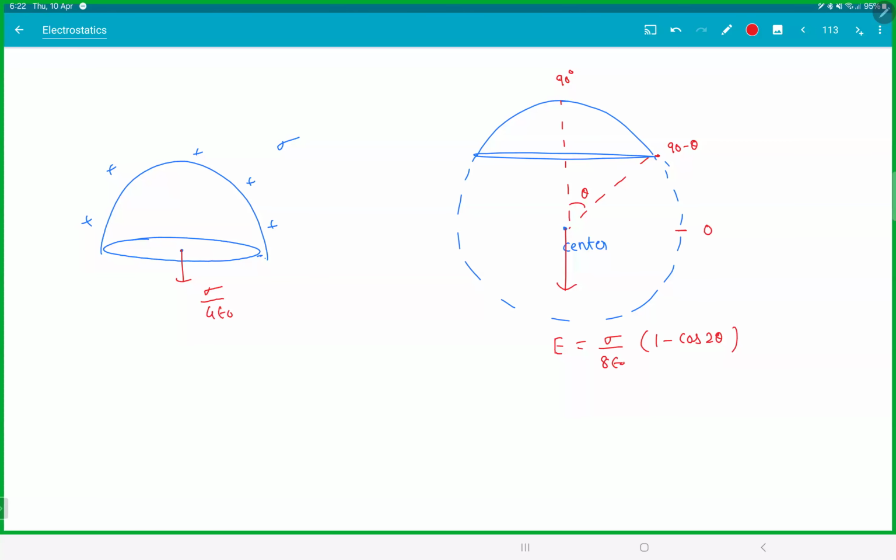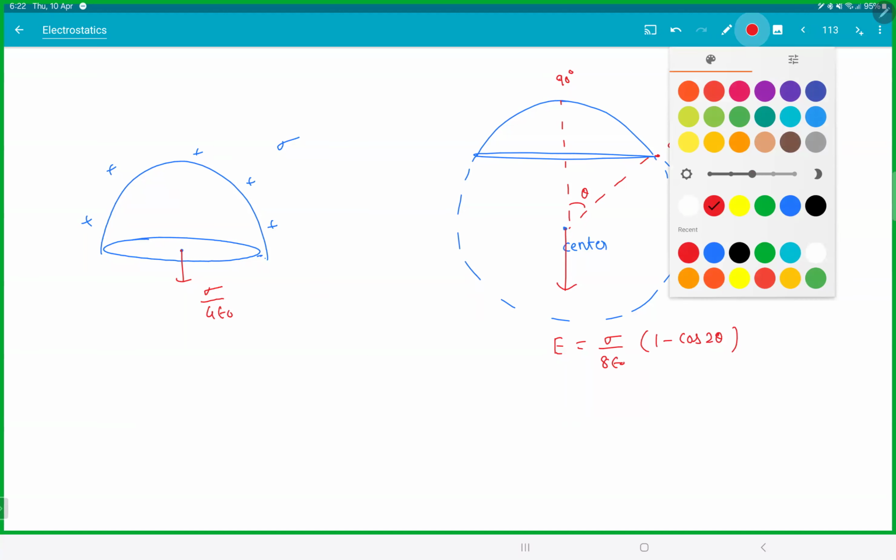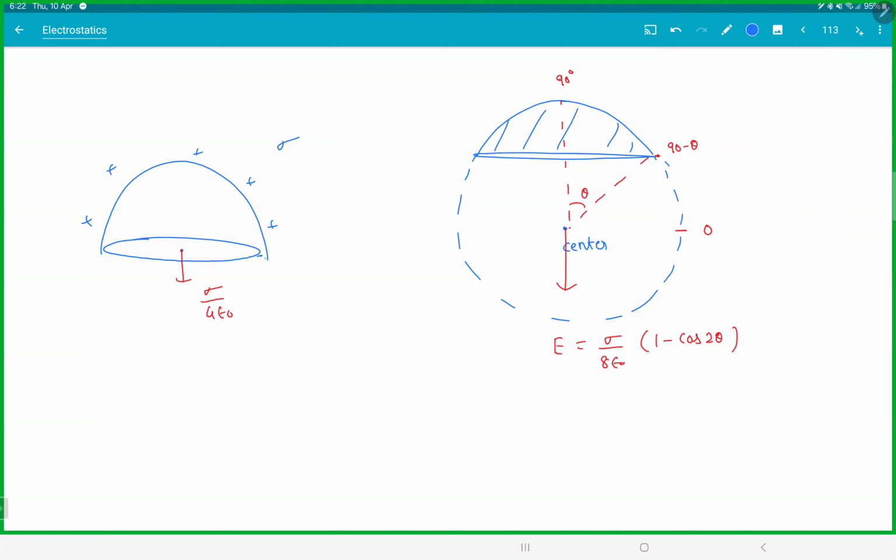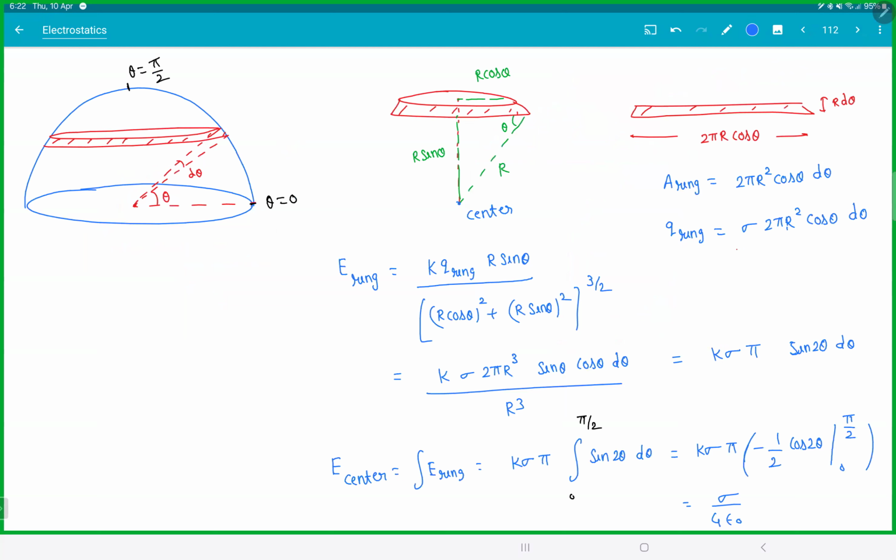So if I put theta is equal to 90, I'll get sigma by 4 epsilon. Clear, everyone? So this will be a part of a sphere. I am taking theta with the vertical in this formula. If I take it with the horizontal, I'll get something else. I'll get 1 plus cos 2 theta. There, have a look at this.